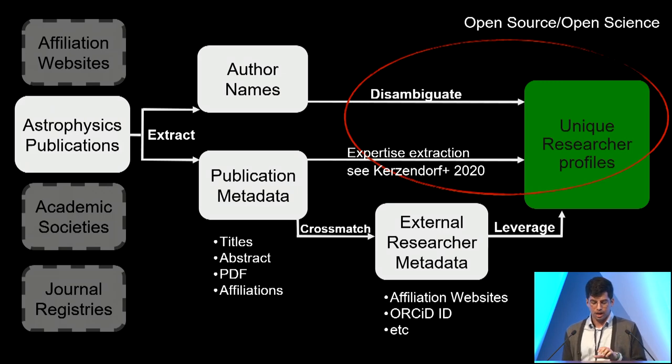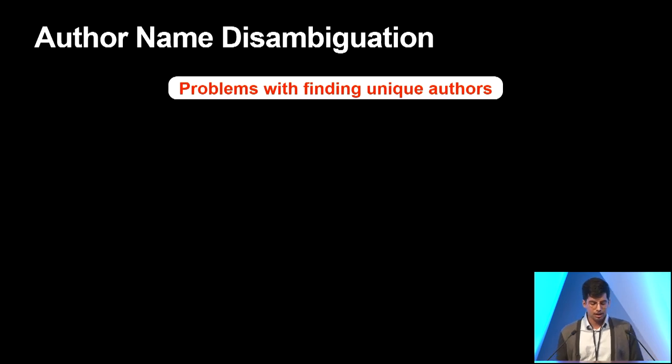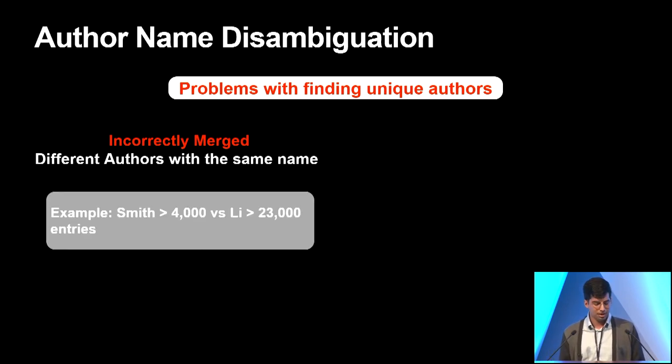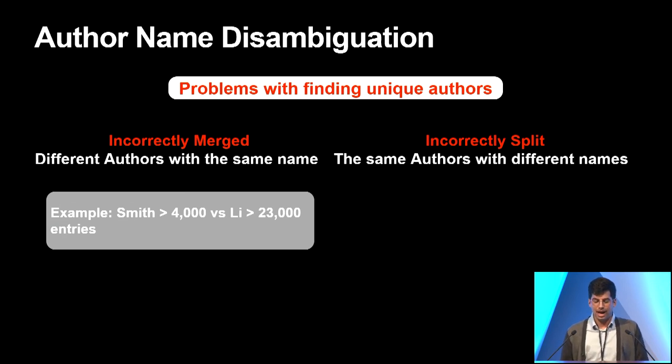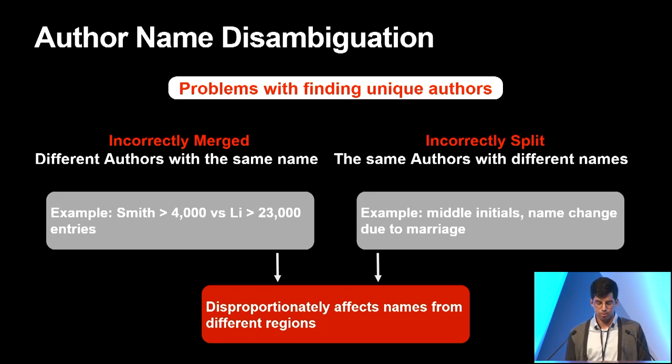Today I'm going to talk specifically about the disambiguation, as there are some challenges here. There are problems finding unique authors. Specifically, they can be incorrectly merged when different authors have the same name. For example, the last name Smith appears over 4,000 times, and the last name Lee appears over 23,000 times. Names can also be incorrectly split, as an author's name appears differently across their publications. This can be due to appearing with and without their middle initials and various other reasons. However, this can disproportionately affect names from different regions, and similarly to what Pierre talked about yesterday, this can cause a discount to groups of people. Our goal is to disambiguate them to not have this discount.